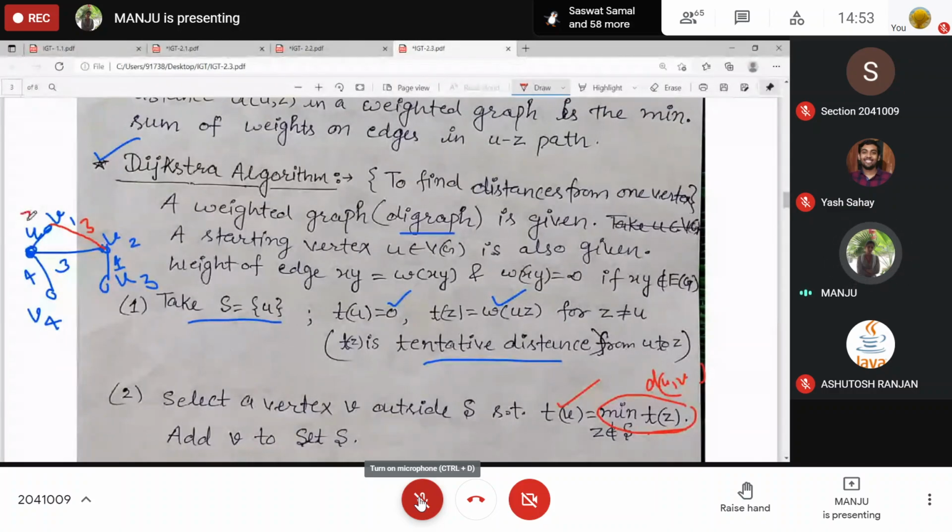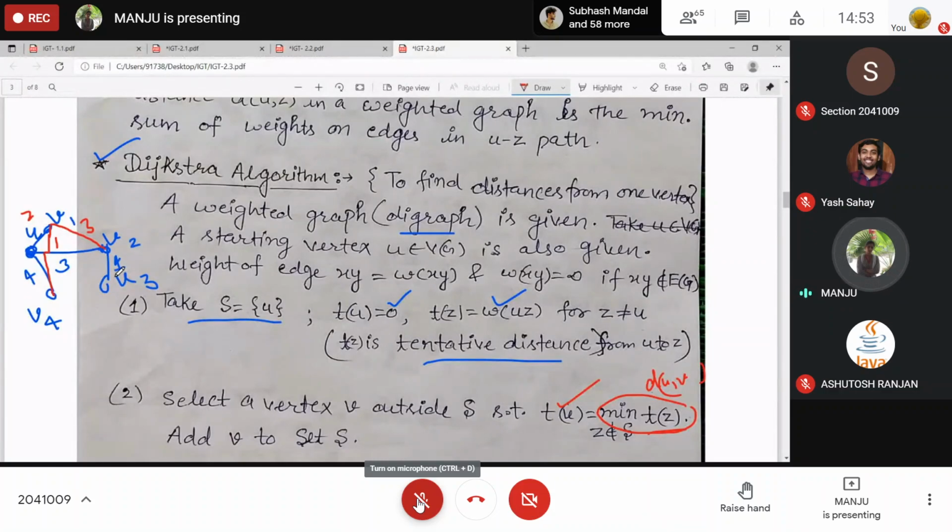U to v1 is 2 distance. U to v2 is 3 distance, meaning this weight is 3. This weight is 2. And v1 to v4, this we have taken as 4. This will already be given in the question. Don't worry. Here we are just assuming one by one for the understanding purpose. Now we have explored from u to v1, u to v2, and u to v4. U to v3 initially we have taken as infinite because we don't have any direct edge.